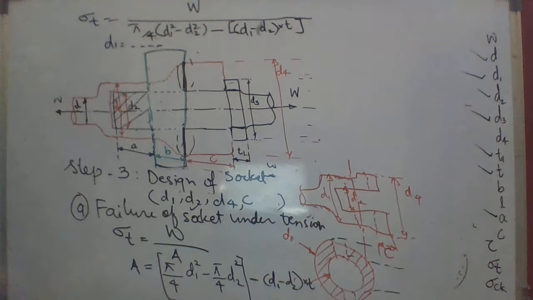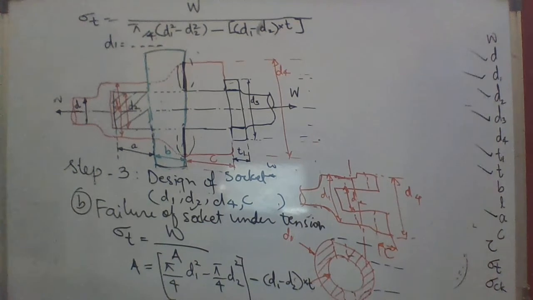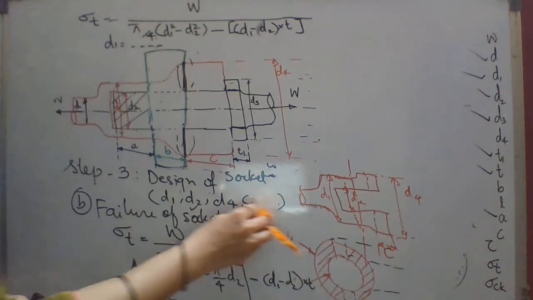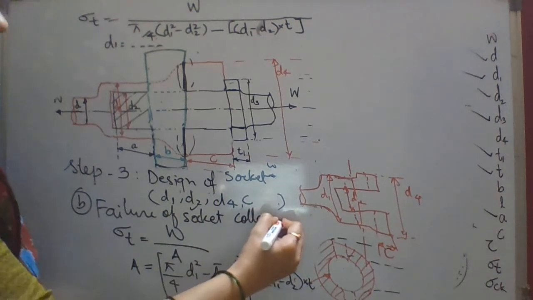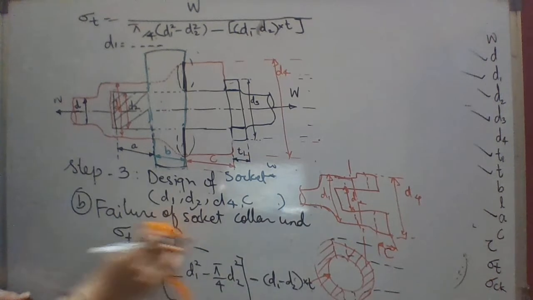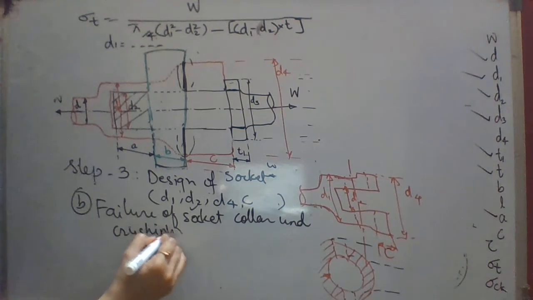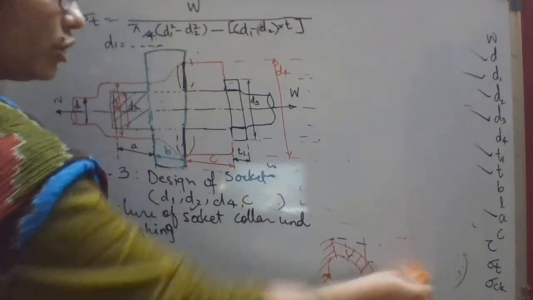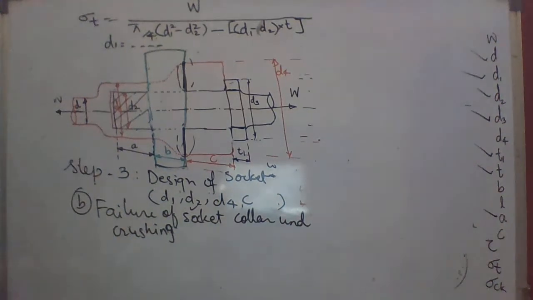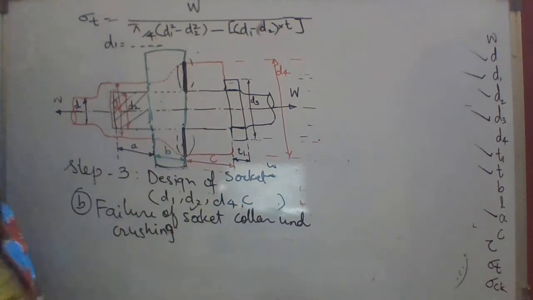Okay, so give the heading B, failure of socket. Actually this area is called the socket collar, so we can write failure of socket collar under crushing. The failure of socket collar under crushing. So how much will that area be? I'll draw that area. If you can understand these lines which I am making bold, you can draw the side view of these two.